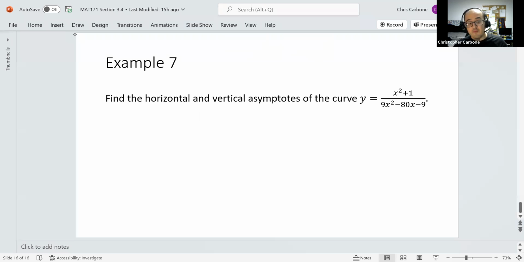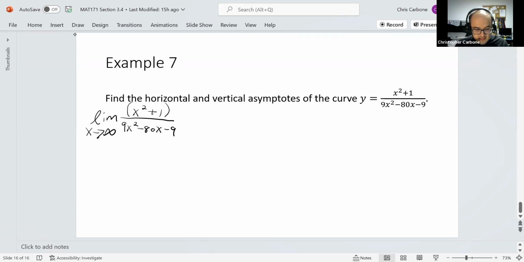And then lastly, I have one more. Finding the horizontal and vertical asymptotes of the curve y is equal to x squared plus 1 divided by 9x squared minus 80x minus 9. So, to begin with, we could apply the limit as x approaches infinity of x squared plus 1 divided by 9x squared minus 80x minus 9.